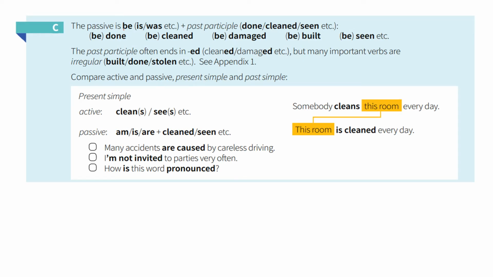The passive is be, such as is or was, etc., plus the past participle, I call it PP, such as done: do, did, done. Clean is a regular verb: cleaned, cleaned, cleaned. See, saw, seen, etc. Be done, be cleaned, be damaged, be built, be seen. The past participle often ends in ed, so we call this regular: cleaned, damaged, etc. But many important verbs are irregular: built, done, stolen. So stolen is the past participle of steal.